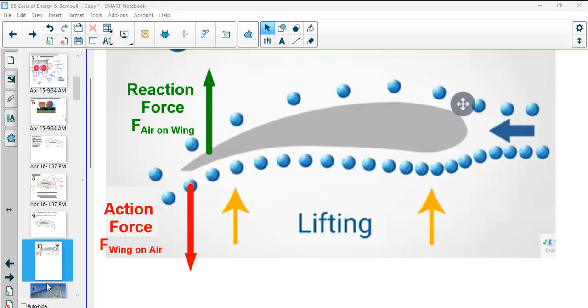I cut it off there briefly, but anyways, I wanted to show you this though. We can communicate the physics of it nice and clearly using Newton's laws. So you've got the action force. Clearly, there must be an action force on the air to make it go down, since it's heading down. So that must have come from the wing, and then there must be a reaction force of the air on the wing, right? And that's what's specifically causing the lift force.